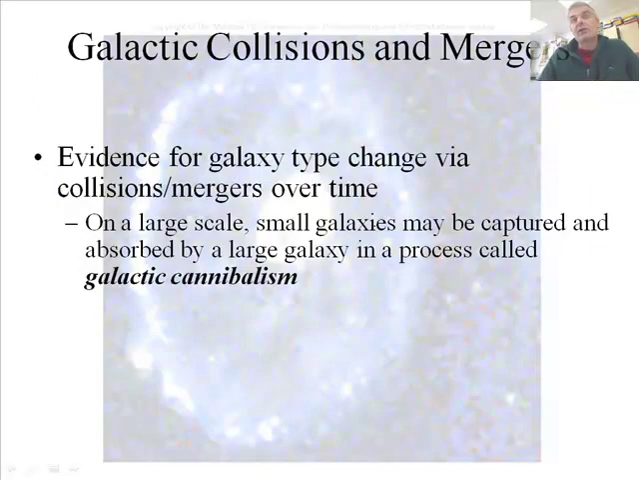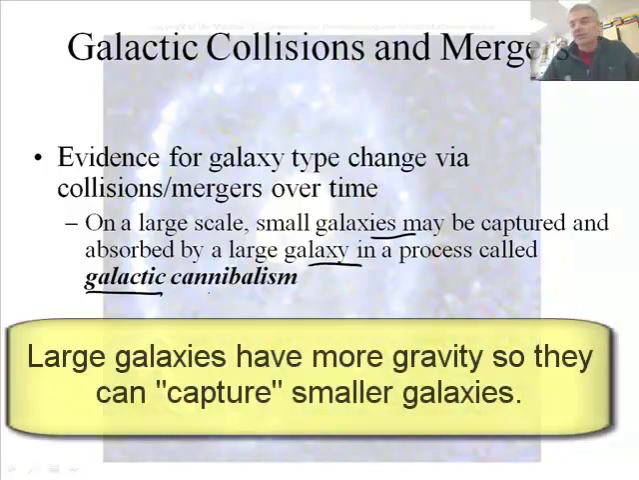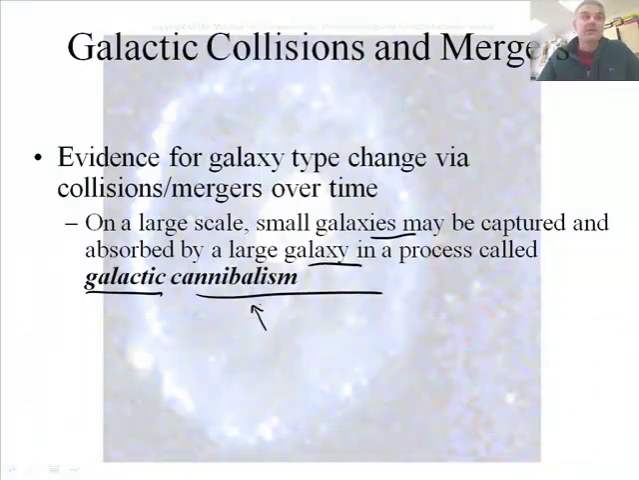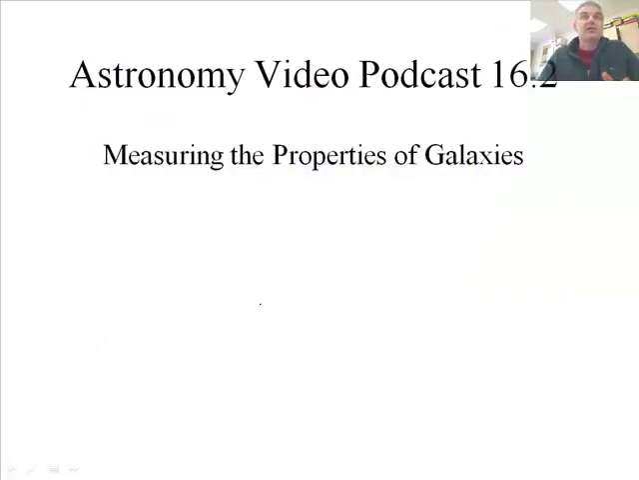Now, what is some evidence that this is what causes galaxies to form and have different shapes? Evidence for it is, on a large scale, small galaxies may be captured and absorbed by a large galaxy in a process called galactic cannibalism. Oh, I love that. Cannibalism. Well, not yourself, I guess you eat somebody else. The galaxies eat each other, so to speak. The big one basically eats the little one.